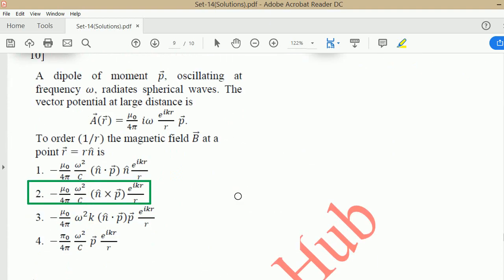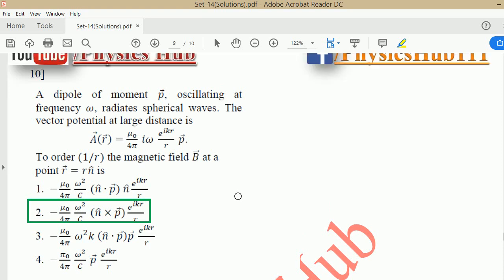Now finally, the last question of this set. A dipole of moment p oscillating at frequency omega radiates spherical waves. The vector potential at large distance is A of r equals mu naught by 4 pi omega times e to the power i k r by r times p. To order 1 by r, the magnetic field B at a point r equals r times n cap is... So this is also a straightforward question.